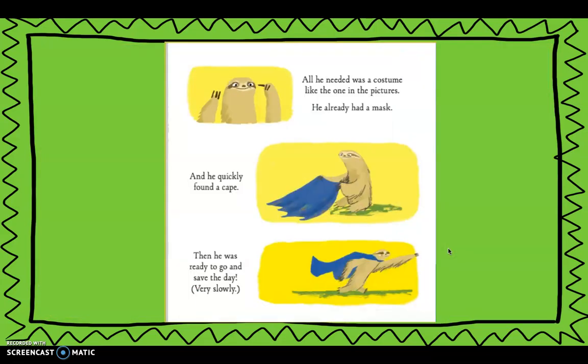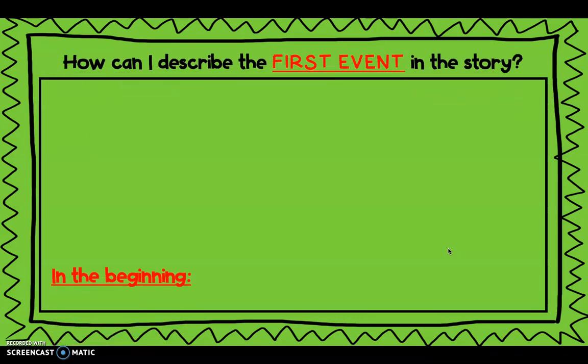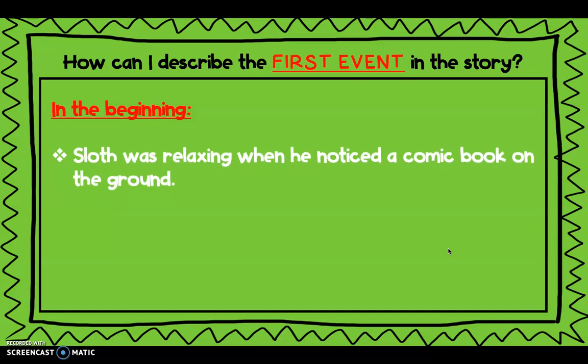Oh, I remember. He wanted to get a costume, but he already had a mask, so all he really needed was a cape. Right, and then he was going to go save the day. Got it. So let's see. How can we describe the first event? Well, in the beginning, Sloth was relaxing when he noticed a comic book on the ground. That's right. I went back to the text and that's what I saw in the pictures too.